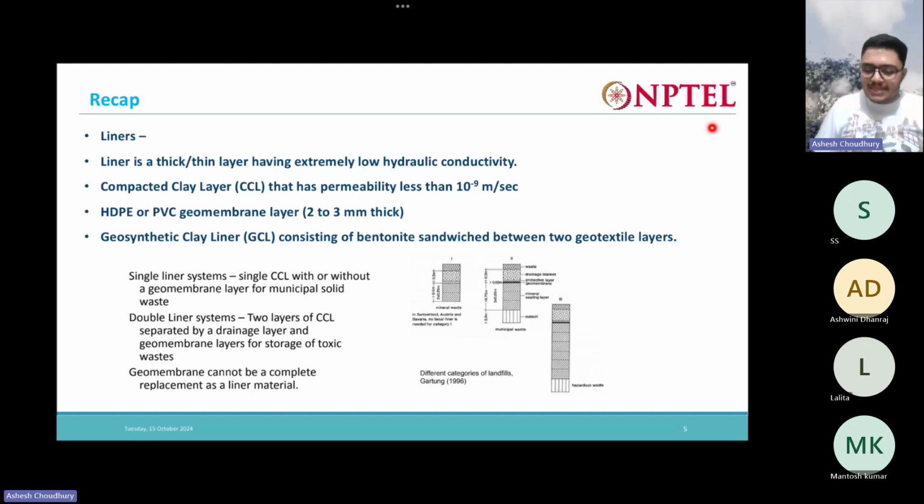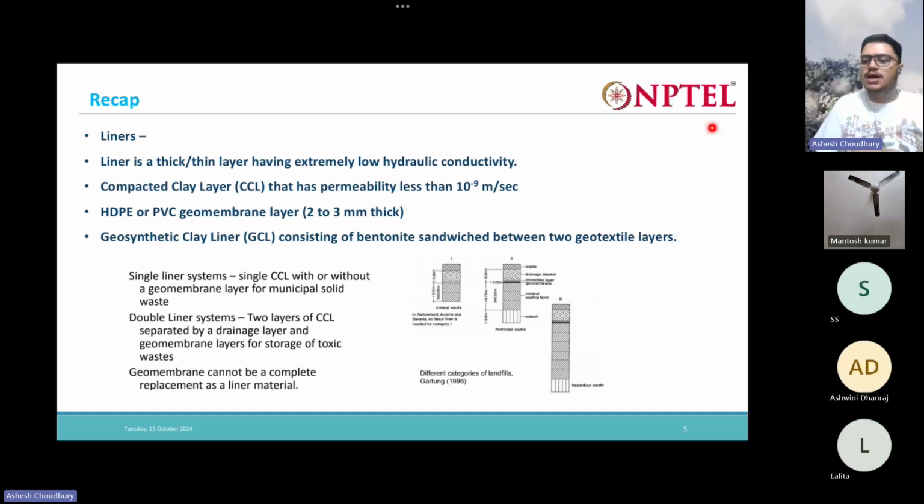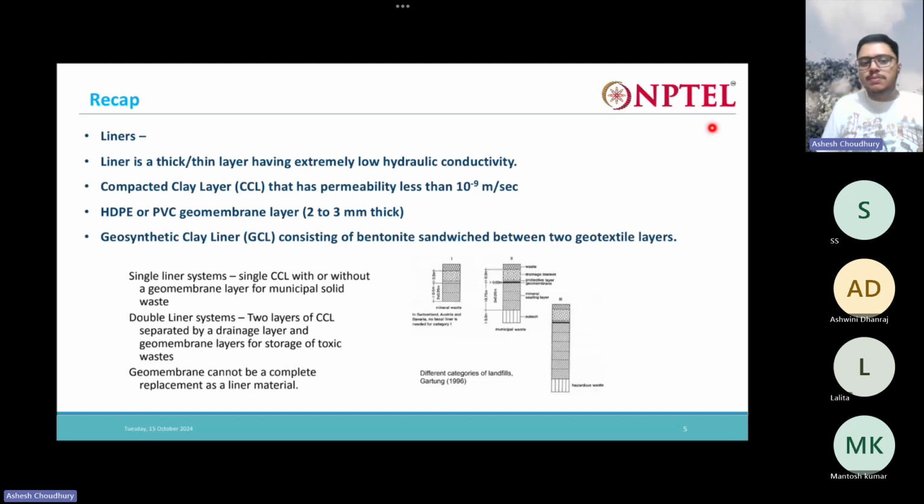And then we have the compacted clay liner. Clays, as you know, generally have very low permeability. So we can use highly compacted clay layers. If we highly compact the clay layers, they will have very low permeability, so we can use those compacted clay layers also as liners.